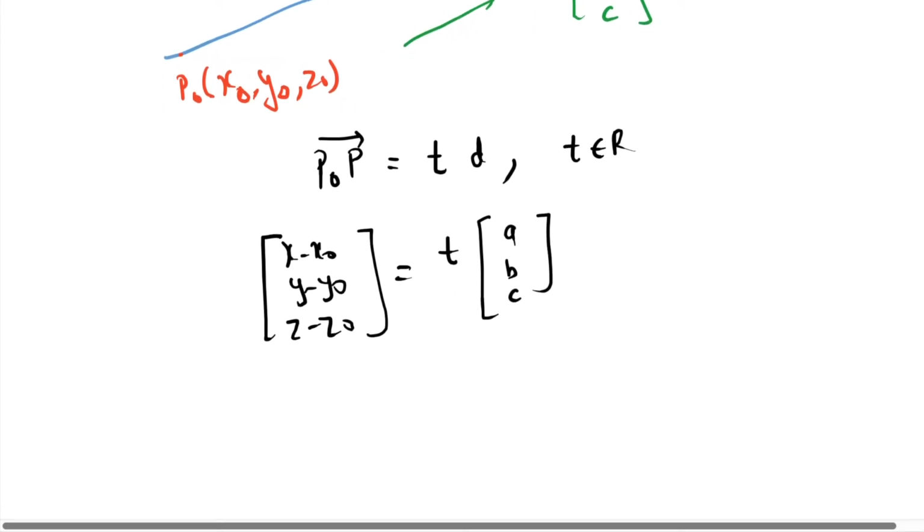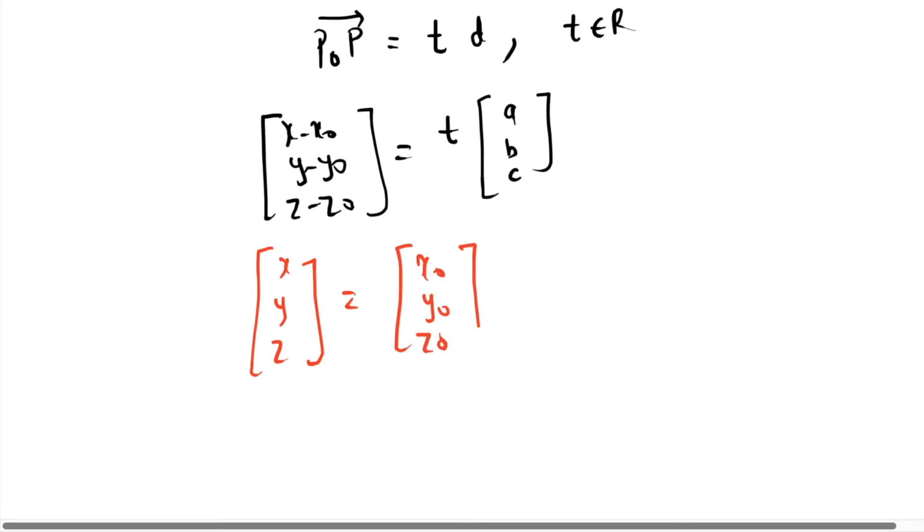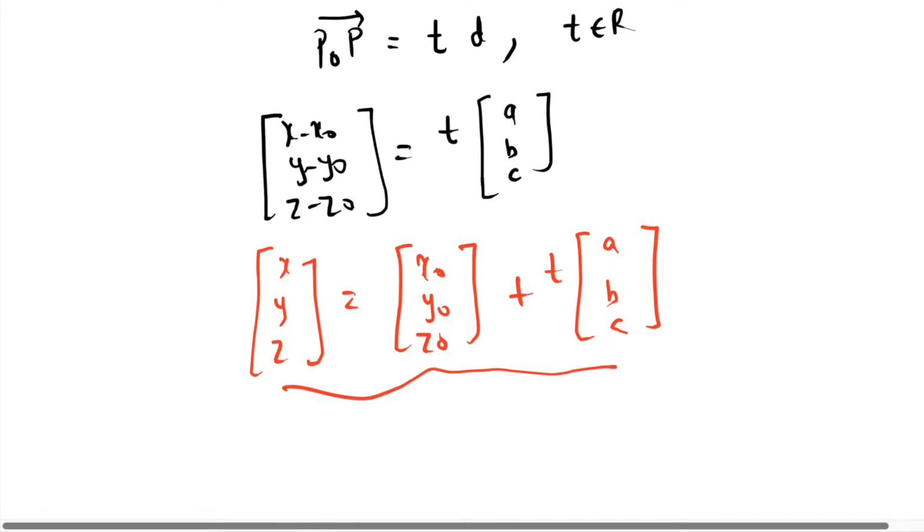And we can further rearrange the terms. So it takes the form of (x, y, z) is equal to (x naught, y naught, z naught) plus t times (a, b, c). All right. So this is the equation of a line that has a point (x naught, y naught, z naught), and the direction of that line is given by the vector (a, b, c).